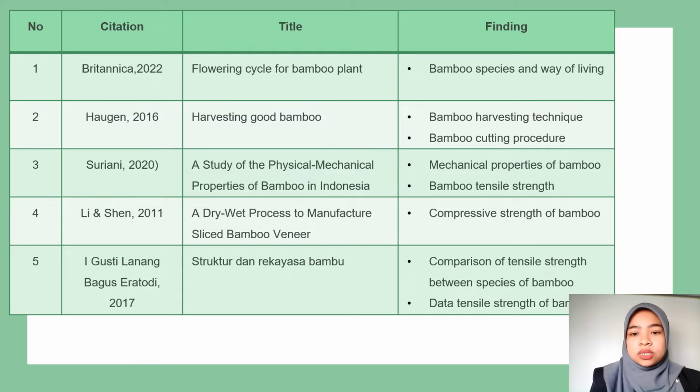A study of physical mechanical properties of bamboo in Indonesia, which finds mechanical properties of bamboo and bamboo tensile strength. Next, with the title A Dry Wet Process to Manufacture Sliced Bamboo Veneer, the finding is compressive strength of bamboo. And structure and rekayasa bamboo, with findings of comparison of tensile strength between species of bamboo and data of tensile strength of bamboo.